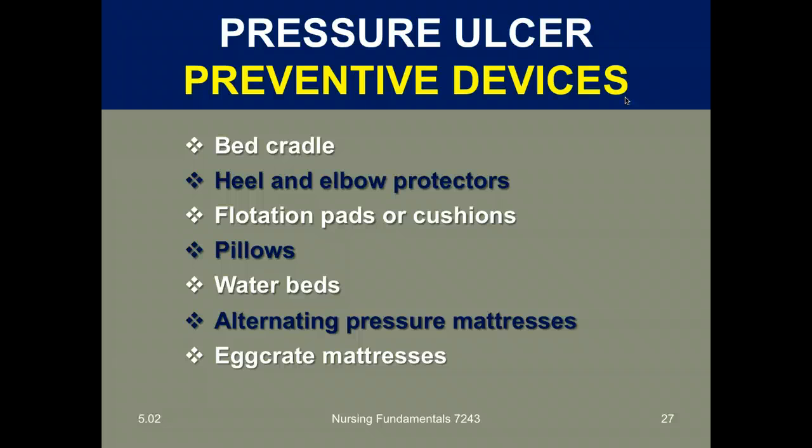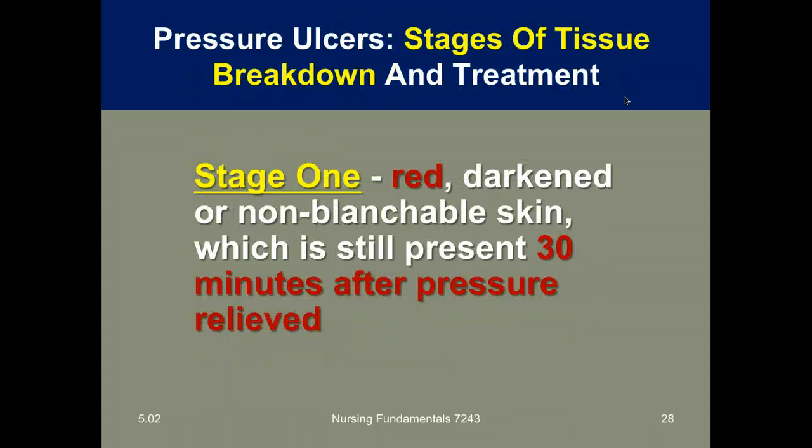Some of the devices that we use as preventative measures for pressure ulcers are bed cradles, heel and elbow protectors, flotation pads or cushions, pillows, water beds, alternating pressure mattresses, egg crate mattresses. So let's talk about the stages of tissue breakdown and treatment.